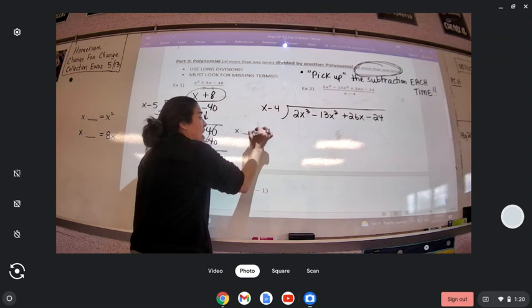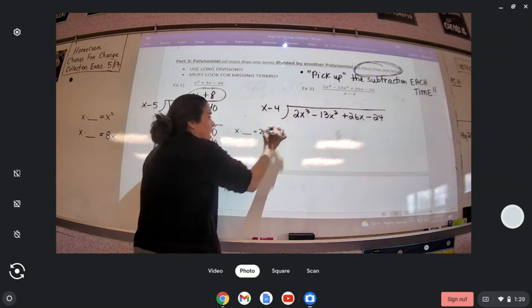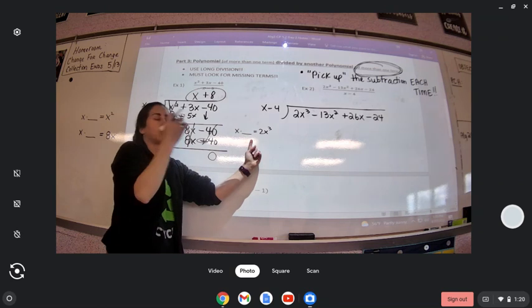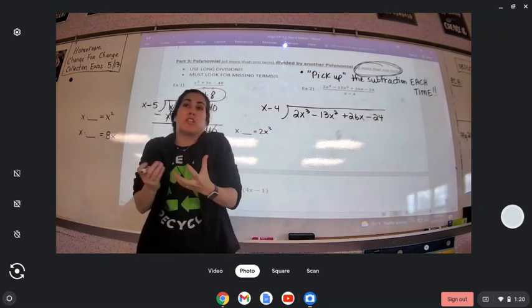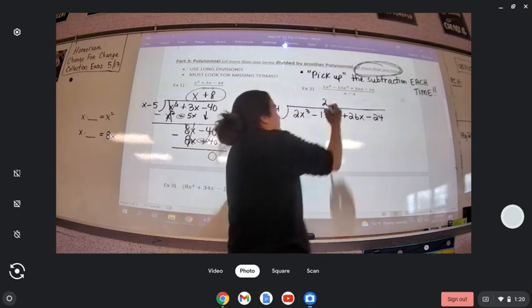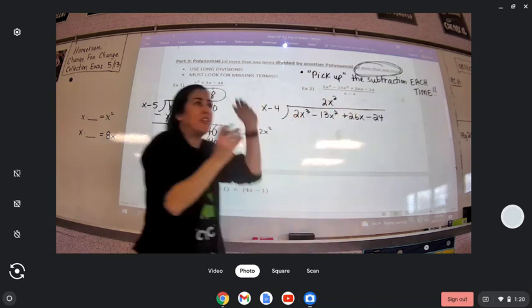So x times what gets you a 2x to the third? What number do you need? 2, and you need an x squared. Beautiful. So you need a 2x squared. So above your x squareds, that's where you should put them. It keeps you organized. All right, so we did the division step.